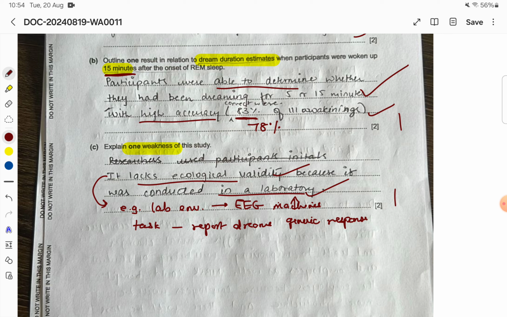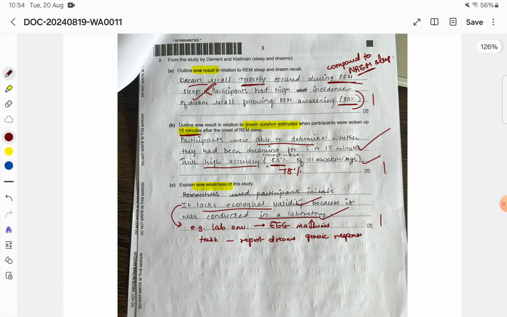There are so many possibilities to point out and elaborate exactly what is unrealistic about this study which is bringing down ecological validity. Just leaving it at ecological validity is lacking, again shows lack of practice of answers and lack of critical thinking. So easy 2 marks which have been reduced by 50% because of this type of response. So the Dement and Kleitman study in June 24 variant 2 came for 6 marks. The student has scored 3.